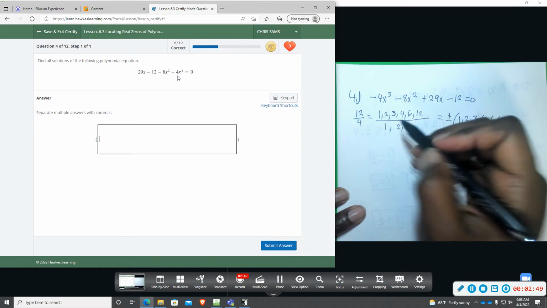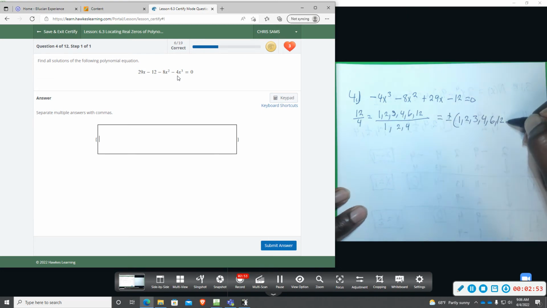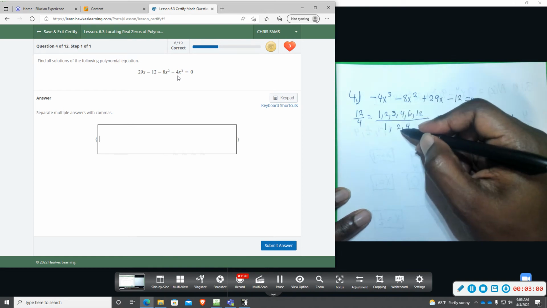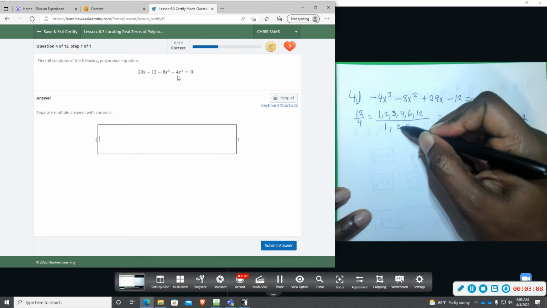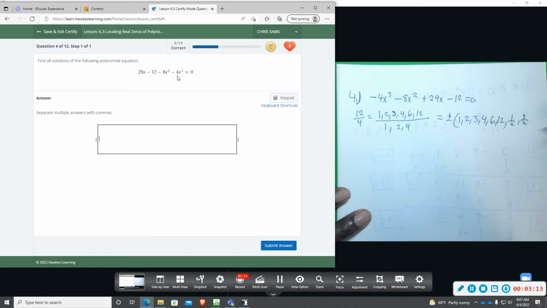And then added to that, all of these numbers divided by 2. So if I do 1 over 2, it's going to give me a half. And then if I do 2 over 2, that's 1. 3 over 2, I don't have that. 4 over 2 is 2. 6 over 2 is 3. And then 12 over 2 is 6. So we already got all those.